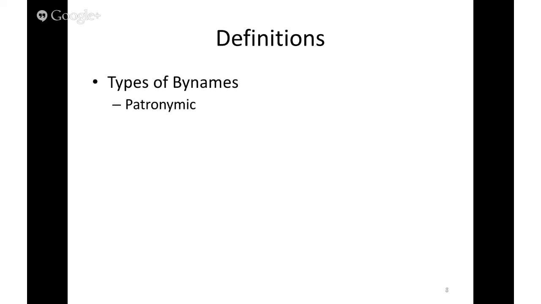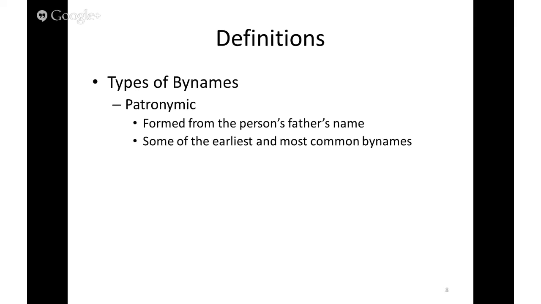The next common type of byname is the patronymic. It's formed from a person's father's name. These are some of the earliest and most common bynames, especially in earlier periods, and in certain cultures they're very, very common. Norse, for example. I know at least one of the Scandinavian countries didn't get rid of patronymics and switch to what we think of as last names until the 20th century. Russia still uses patronymics as a kind of middle name element.